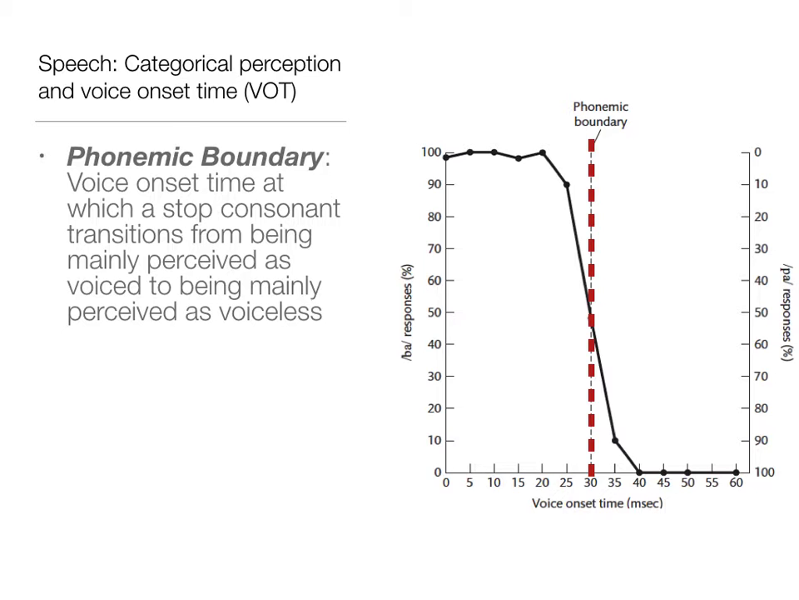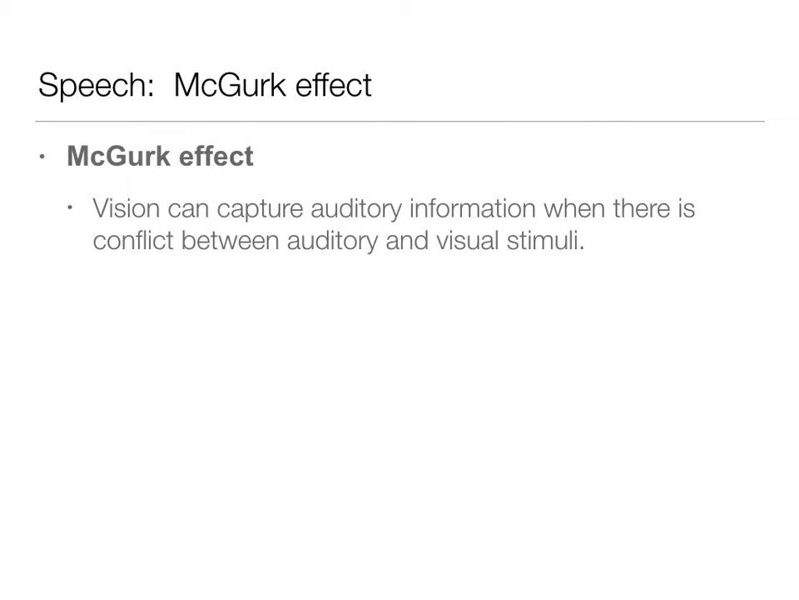Now, voice onset time is not the only thing that can allow us to have these categorical perceptions. The video talked about frequencies, the video talked about formants. Another one of these is vision. This is really best demonstrated in the McGurk effect. This is when vision can capture that auditory information. And when there's that conflict, just like we saw with the ventriloquism effect, vision is going to take hold of the situation.